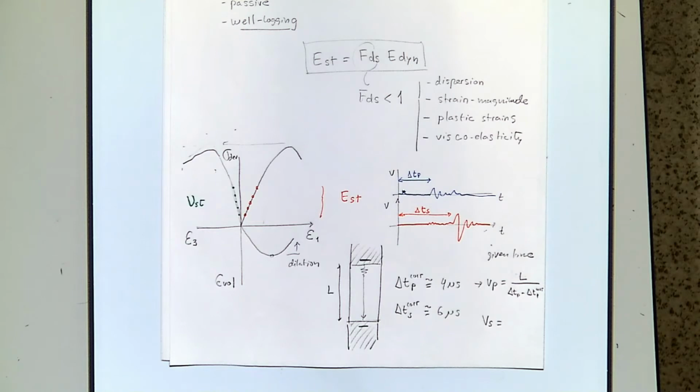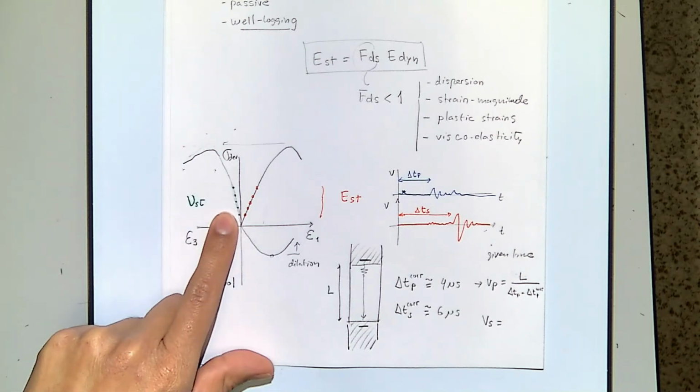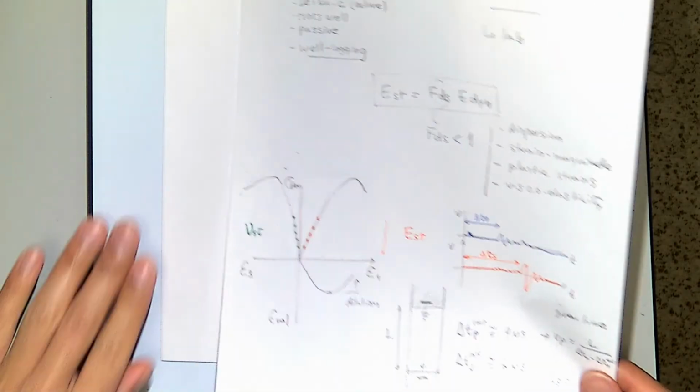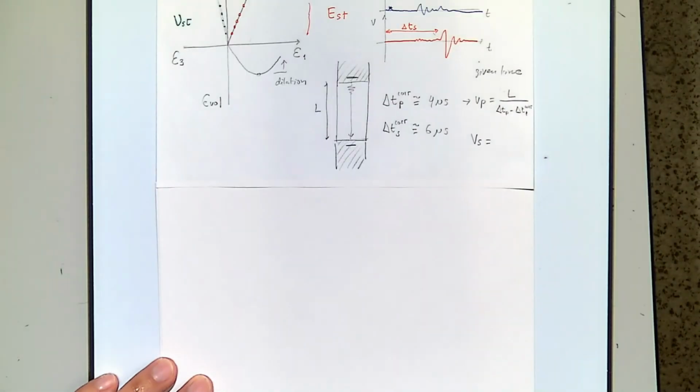So we have the static moduli, we have the P wave and the S wave. What do you do next? We're going to use the theory of linear elasticity. All the time here we're assuming linear elasticity.